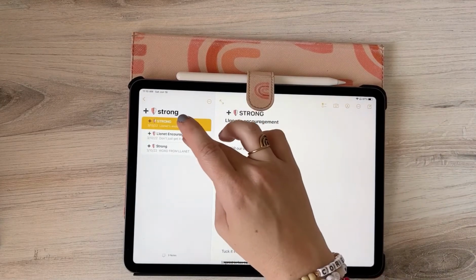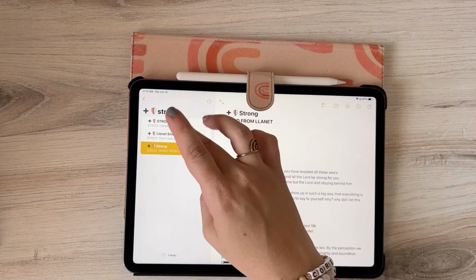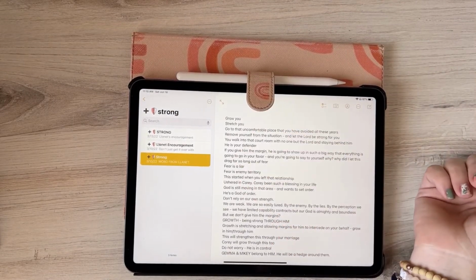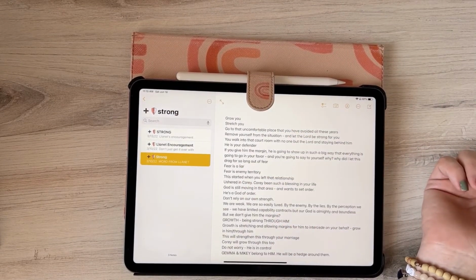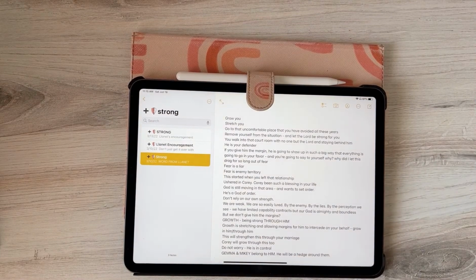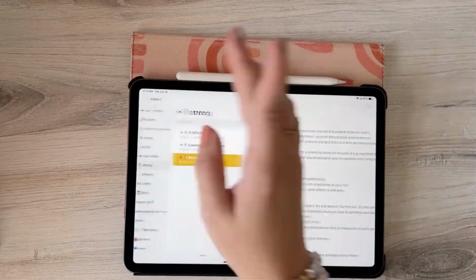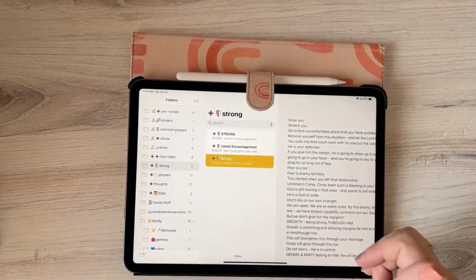This is my word of the year. I had a friend who spoke some truth over me, and she did it in an audio. So as she was talking, I actually got out my computer and I typed it up. But now I have all these notes on my word of the year right here.